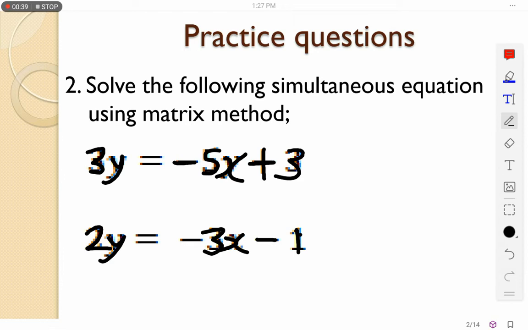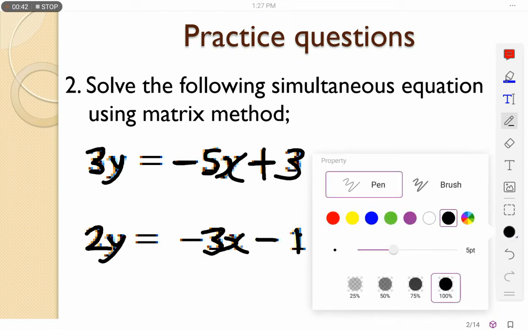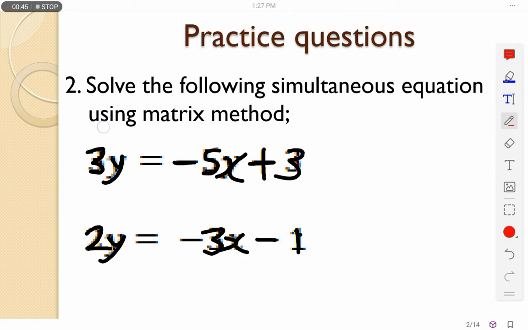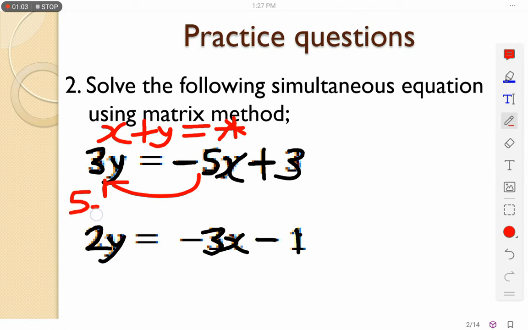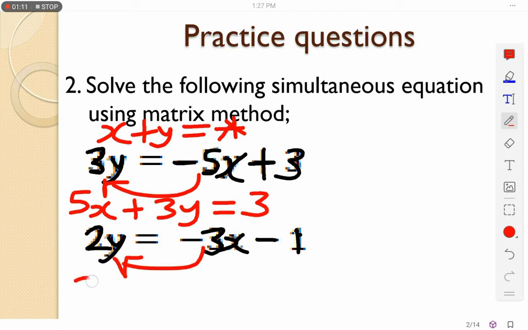Using those equations, we rearrange them in such a form that we have x plus y is equal to a number on that side. So that's what we are going to do on our equations. For the first one, we shift the minus 5x to the left. It becomes positive, so we get 5x plus 3y is equal to 3. Doing the same for the next one, we get 3x plus 2y is equal to minus 1.